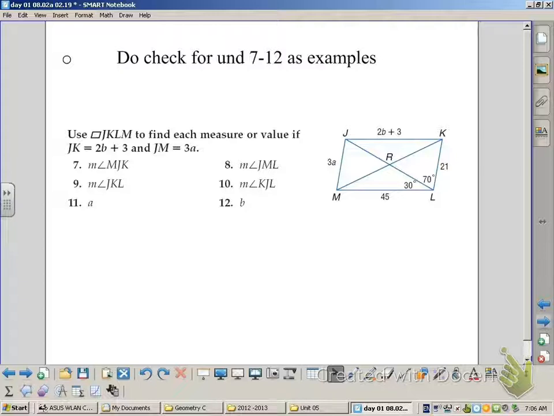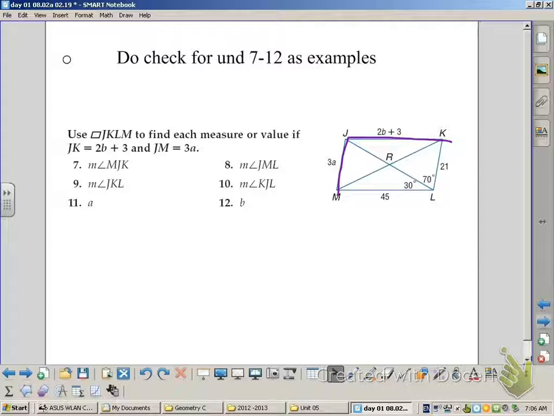Okay, now that you've had time to work these problems, let's take a look at them one by one. Number 7, we're looking at angle MJK. I think it's very useful to trace over that angle. So we have angle MJK. We want to find out how large it is. So that's an angle of our parallelogram. What else do we know in this picture?